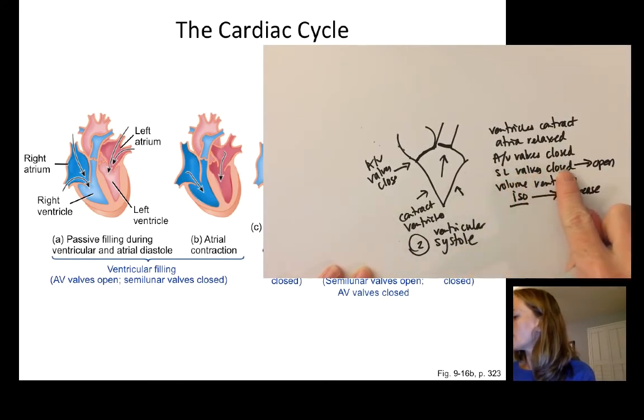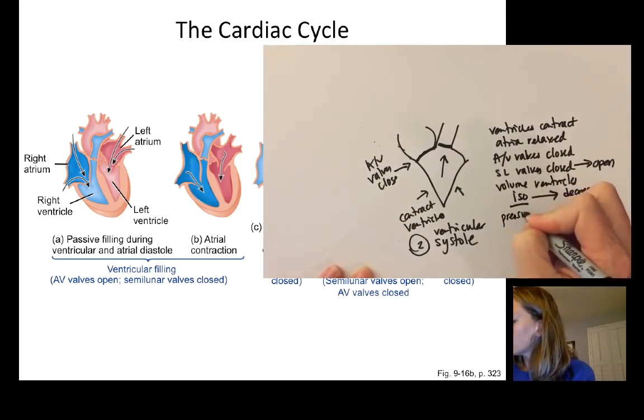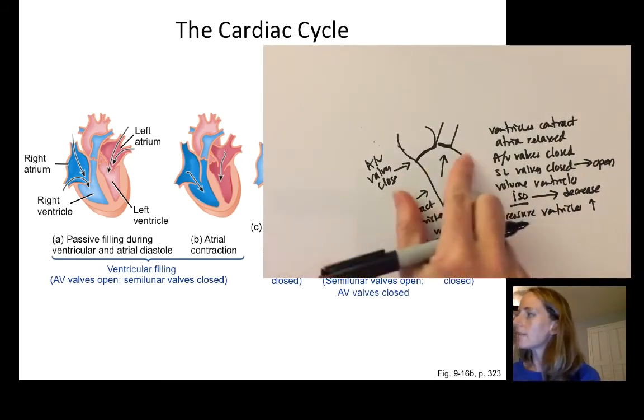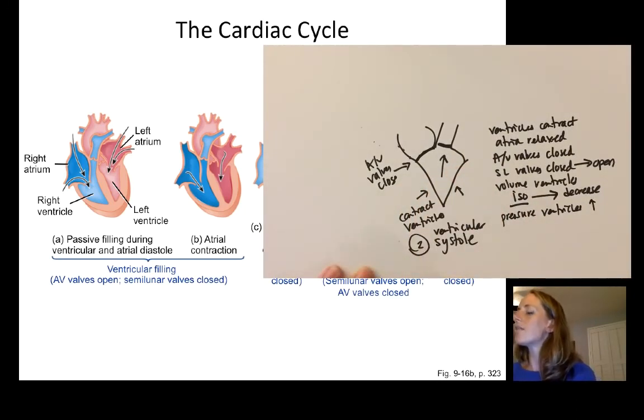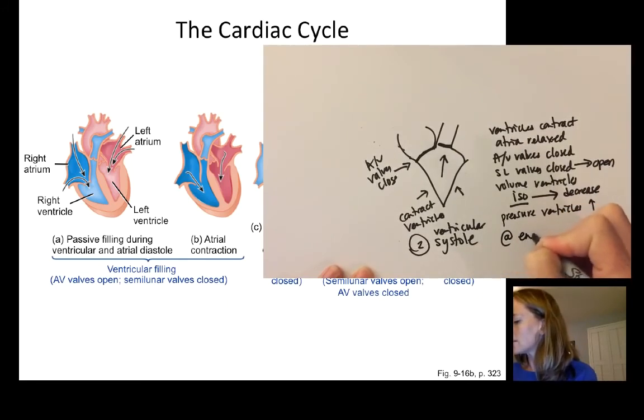And then as the semilunar valves get enough pressure on them and open, then the volume is going to decrease. The pressure of the ventricles is going to increase because you're pushing as you're contracting on the ventricles. So at the end of this phase, you're going to have end systolic volume, which is going to be your minimum fill of the ventricles.